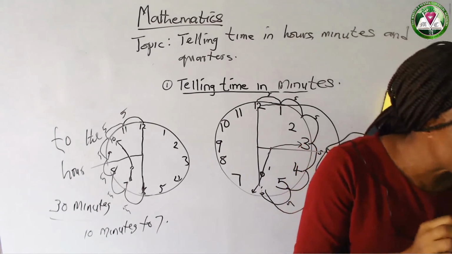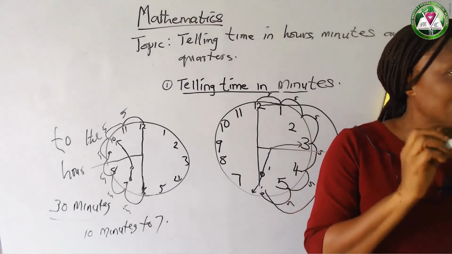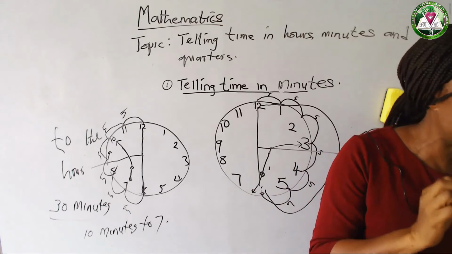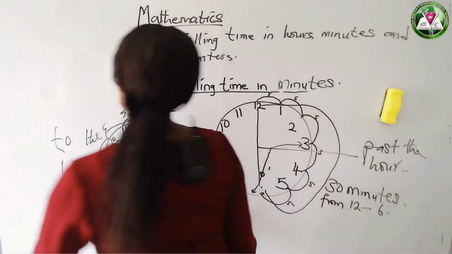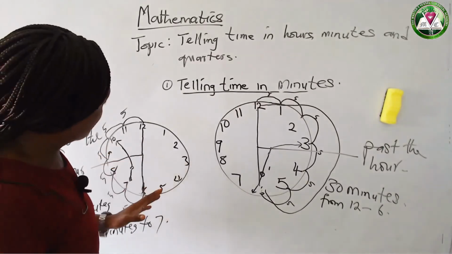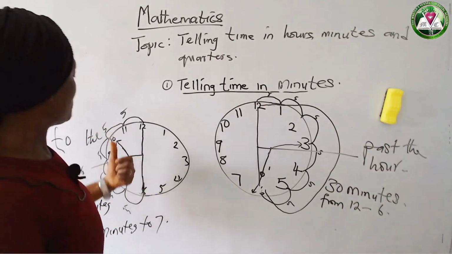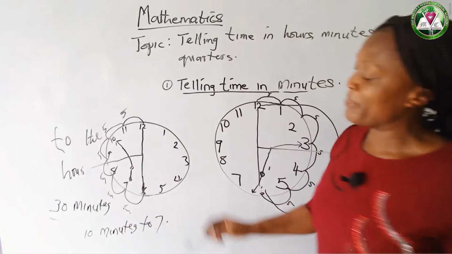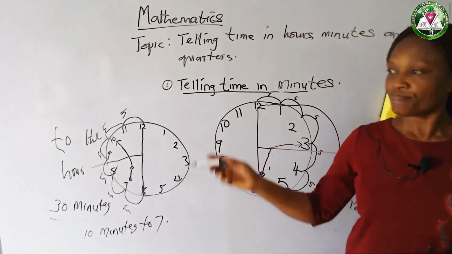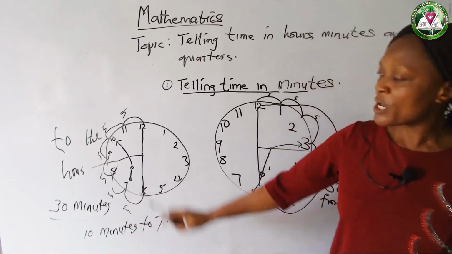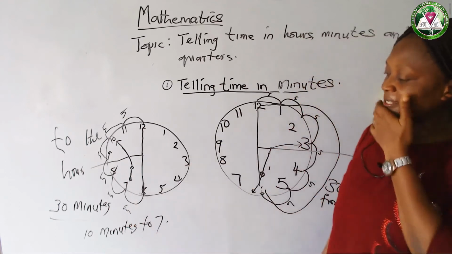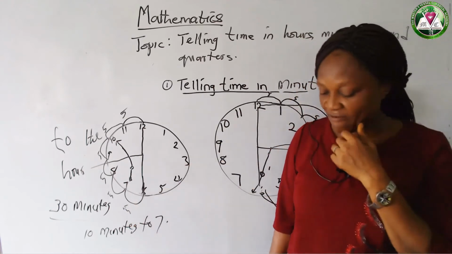Are you getting me? If you're not getting me, tell me, Auntie, I'm not getting you. Are you hearing me? Good. So if you look at this, you see that the long hand is pointing to 10, and the short one is about to point to 7. So we can see that the time now is 10 minutes to 7.